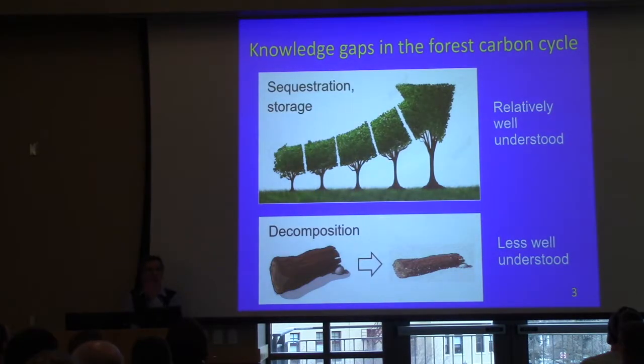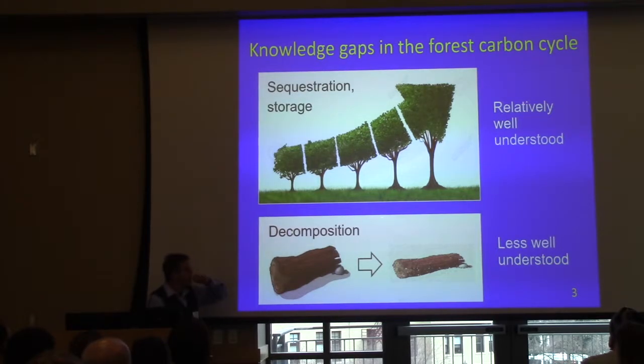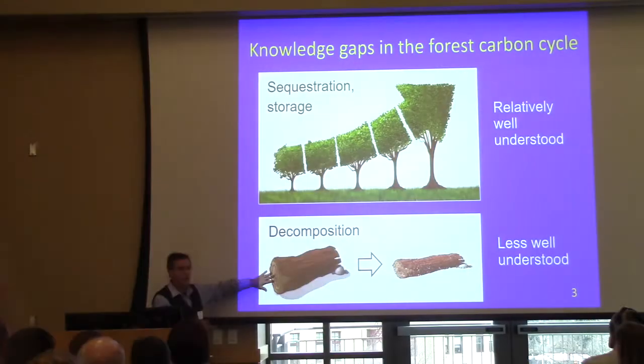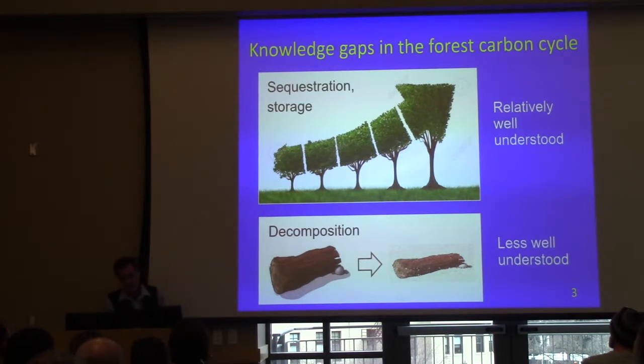Let's take a closer look at the forest carbon cycle, right? And specifically, let's look at knowledge gaps in the forest carbon cycle. So I'm showing two opposing forces here. In the upper image, carbon storage and carbon sequestration. So what are we talking about? Bringing in CO2, as you folks know, from the atmosphere, incorporating it into plant tissue, right? Decomposition is that process in reverse. So here, in the presence of wood decay fungi, those carbohydrates are broken down and CO2 is released.